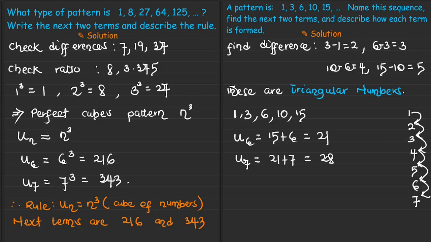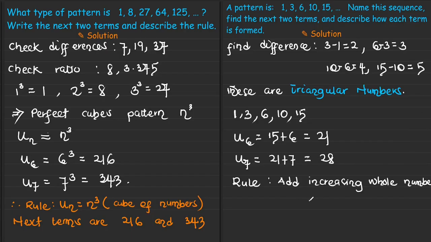So the rule that we want is what? Add increasing whole numbers. That is plus 2, plus 3, plus 4, plus 5 in that order. So that is the rule you see here. That is to add increasing whole numbers. And by increasing whole numbers, what I mean is you first add plus 2, then add plus 3, then plus 4, plus 5 in that order. You see, it goes on and on and on.